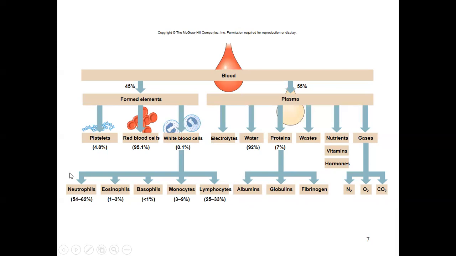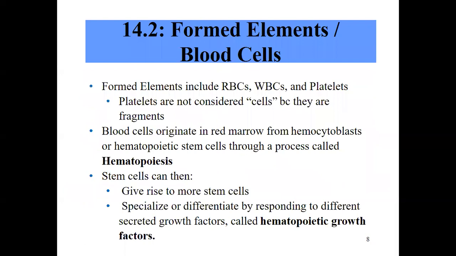And these are the different types of white blood cells. So you have different types of white blood cells throughout your body. So the formed elements, remember the formed elements are your cells or cell parts. So these are the red blood cells, white blood cells, and platelets.